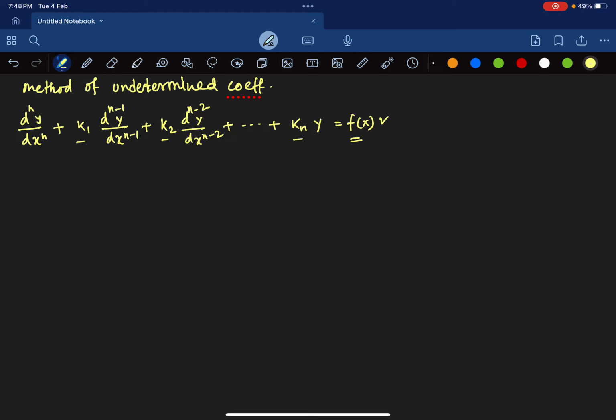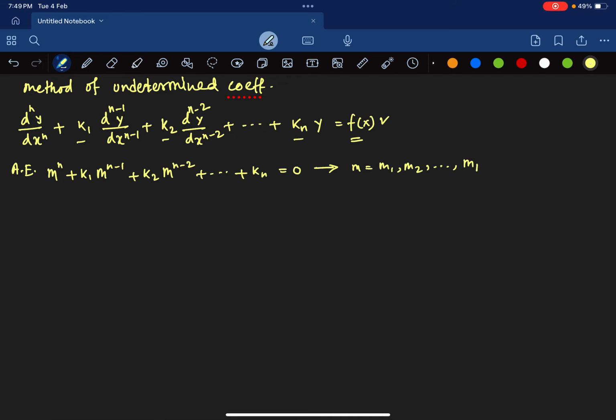Now in this case you can construct the auxiliary equation, which is given by m^n plus k1 m^(n-1) plus k2 m^(n-2) and so on up to kn equals 0. From here you will get m equals m1, m2 up to mn, these n values.